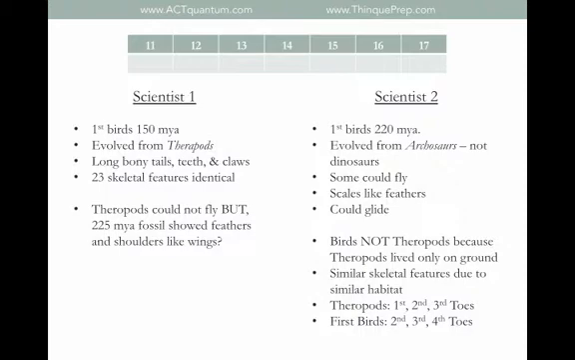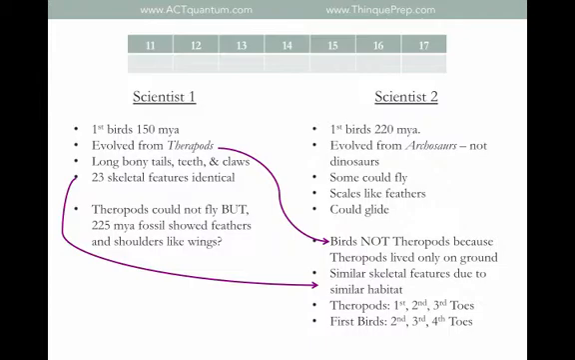Scientist 1 argues that the first birds evolved from theropods, and Scientist 2 directly responds to that by saying birds are not theropods because theropods lived only on the ground. And then Scientist 1 says that they shared 23 skeletal features identical with their ancestors. And again, Scientist 2 directly responds to that by saying that these skeletal features are similar only because they lived in a similar habitat. So in this case, one scientist is actually directly responding to the other scientist.